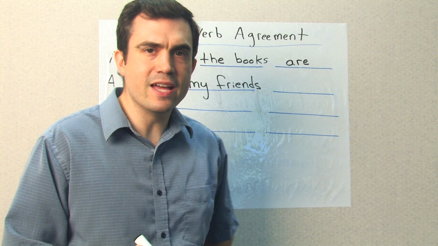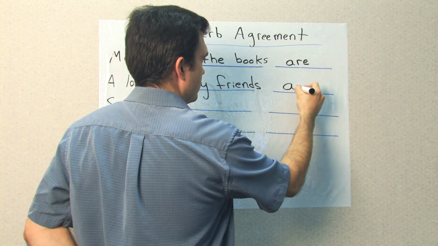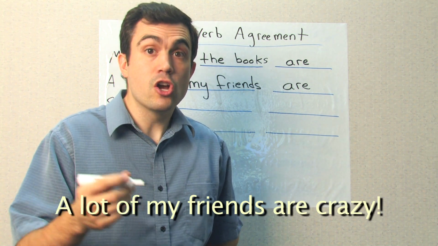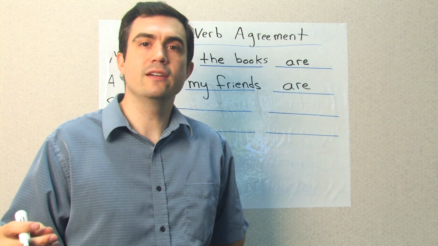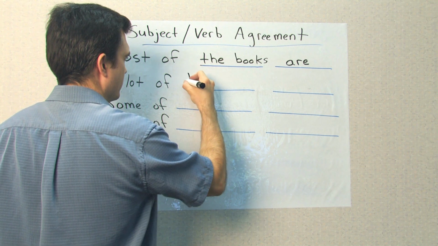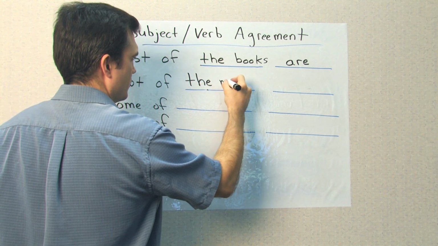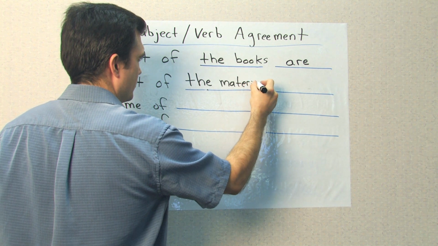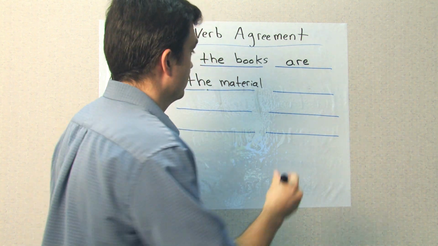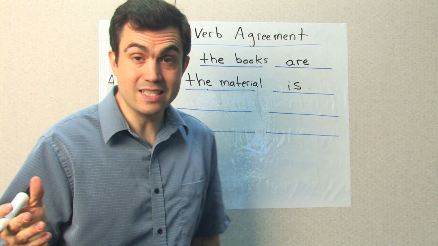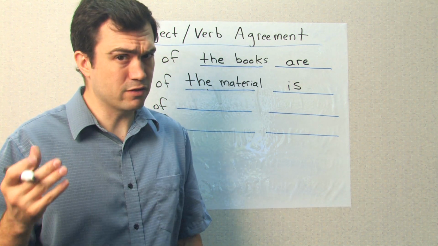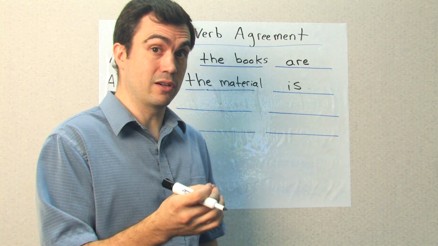A lot of my friends, plural, are. A lot of my friends are crazy. Okay, plural. Let's do a singular example. A lot of the material is. A lot of the material is easy. A lot of the material is very easy. Singular. Let's continue.